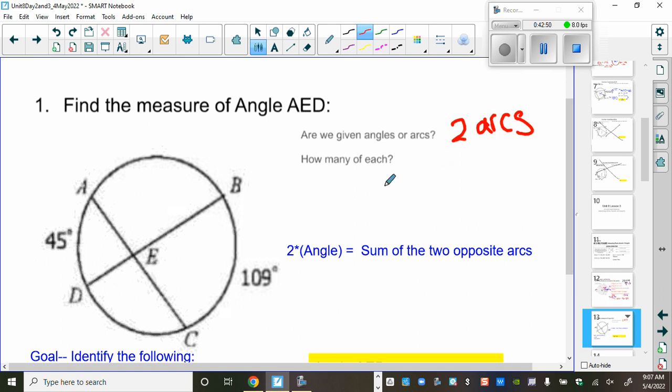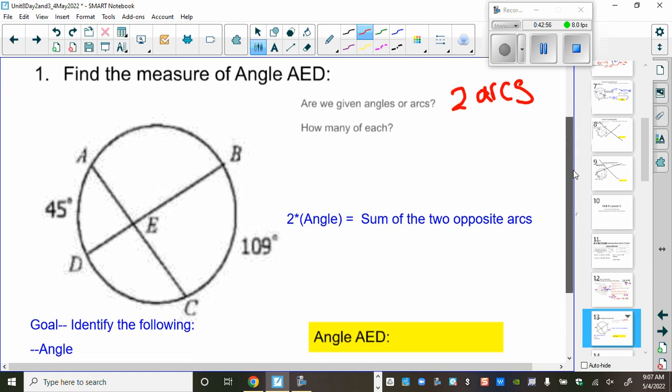So we're given two arcs. What we need to do is, the goal is to find angle AED, this angle right here. I'm going to highlight it. We don't know this angle yet. Now, what do we know about this angle and this other angle right here? What do we know about their relationship, about the two angles that go directly across?